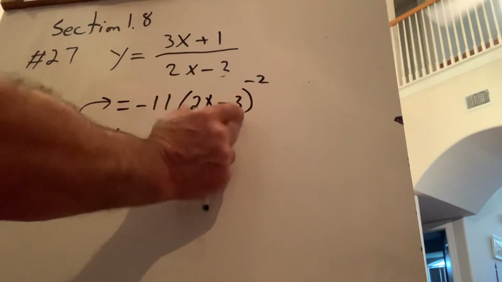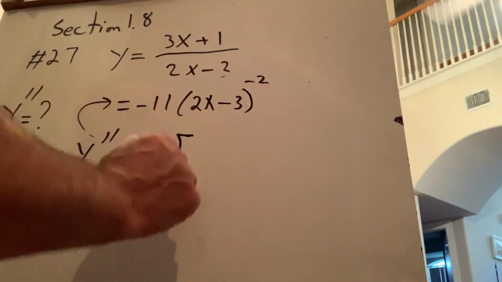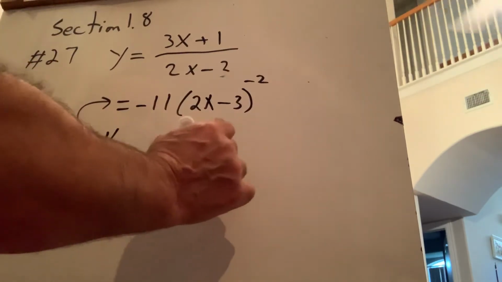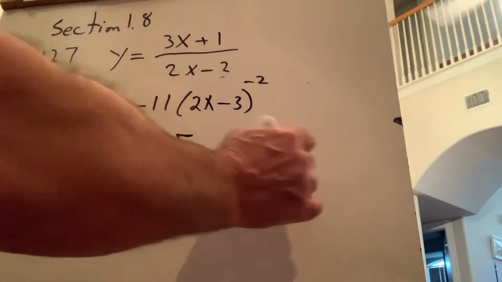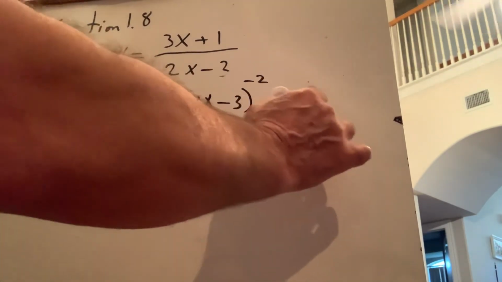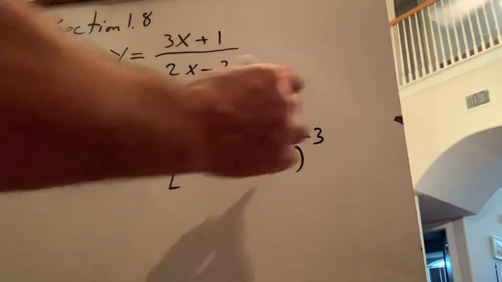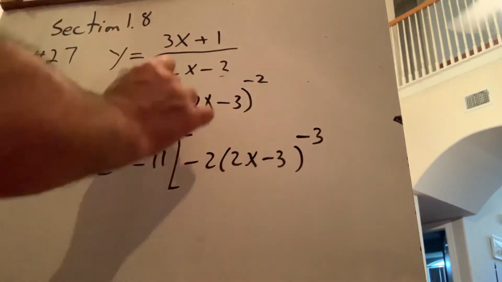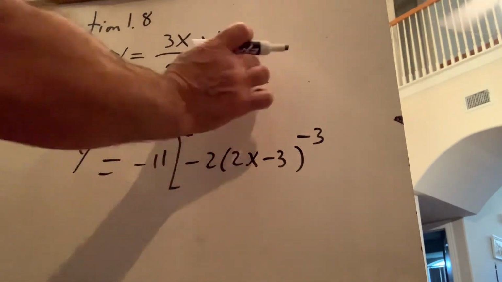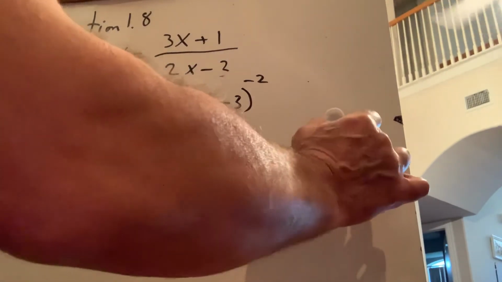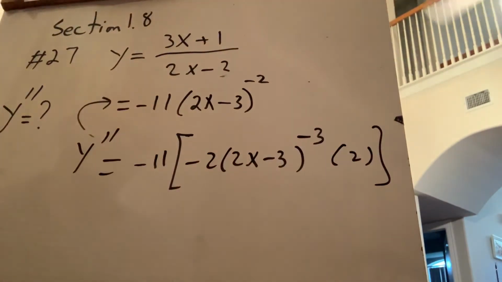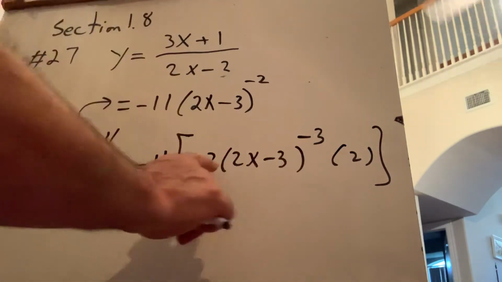The function is a function to a power. So once again, we use the extended power rule that says the power times the function to the power minus 1. Minus 2 minus 1 becomes minus 3. And then don't forget times the derivative of the function that is being raised to a power. Of course, the derivative of 2x minus 3 becomes 2. So there's your second derivative. I'm just going to clean it up a little bit. 2 times 2 is 4.